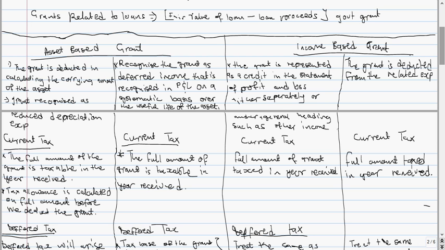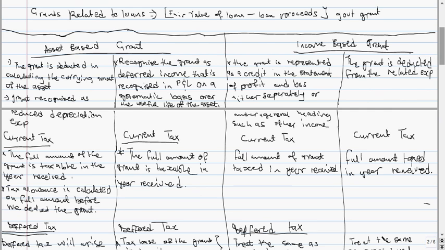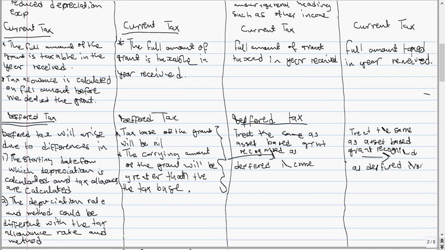And then we said for current tax, the full amount of the grant is taxed in the year in which it is received. And then we said how you treat that for deferred tax purposes is the same as an asset-based grant recognized as deferred income. Okay, so that's just the theory part of grants.